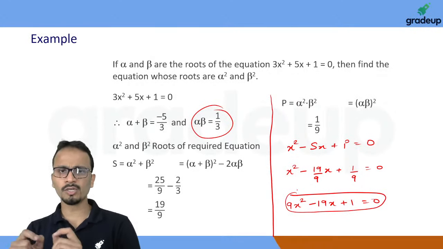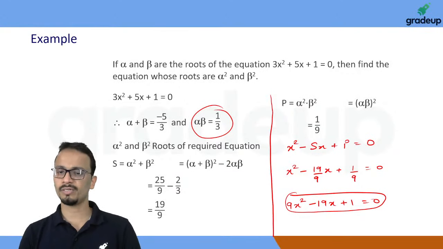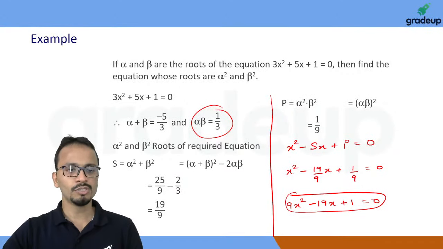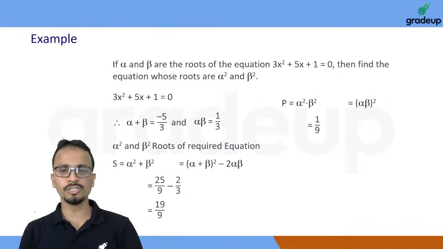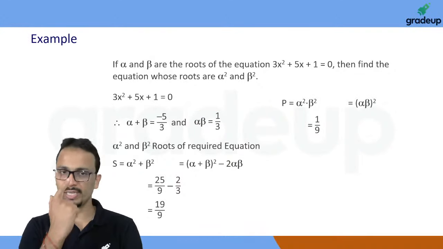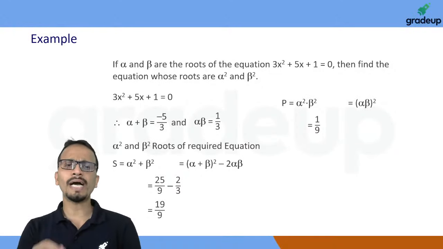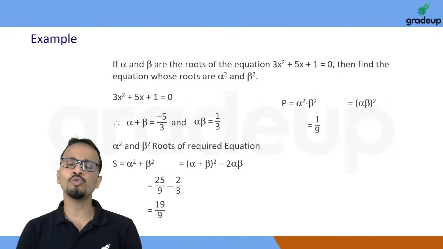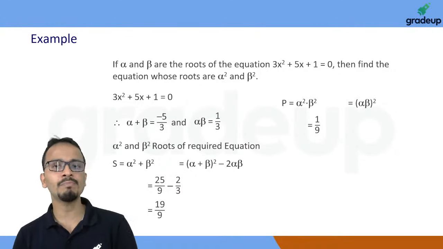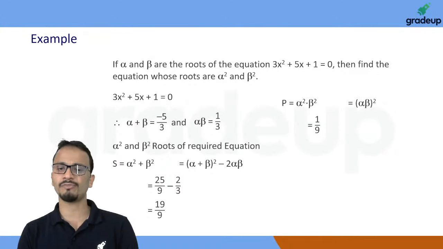Okay, so this is the quadratic equation whose roots are alpha square and beta square. All right. So friends, this is a basic way of solving these questions, which will help you in the examination. Now, what we have learned here is there is no need to actually find the values of alpha and beta. You can just use the values of sum of the roots and product of the roots to basically simplify or solve this type of questions.